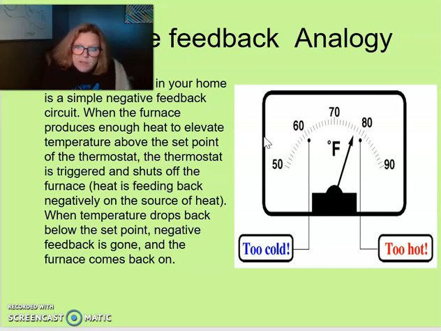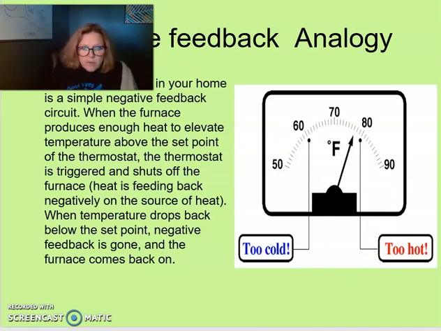When the temperature drops back below the set point, the negative feedback is gone and the furnace comes back on. The same thing could be said if you had central air. If you had your temperature set at 20, but it was too hot outside, then your central air conditioning would come on and bring it back down. So it's a set point. It's like your body has set points that it wants to be at, whether it is body temperature, glucose in the blood, pH levels of the blood, or oxygen levels. There's always a set point that your body wants to be at, and these hormones will help to bring you back to where you should be. And that's how that works.